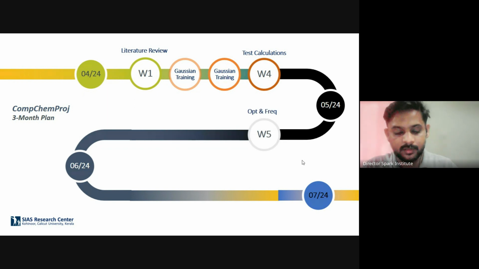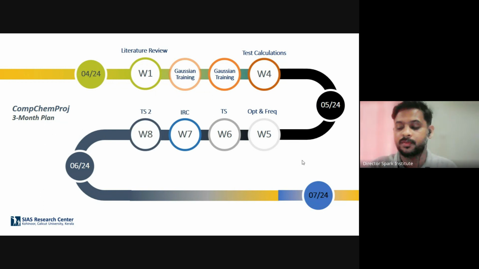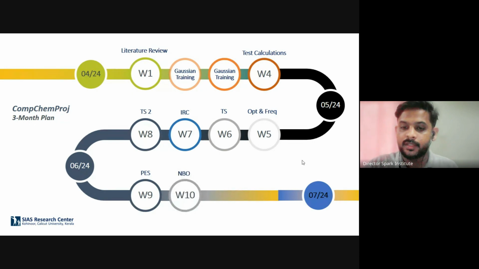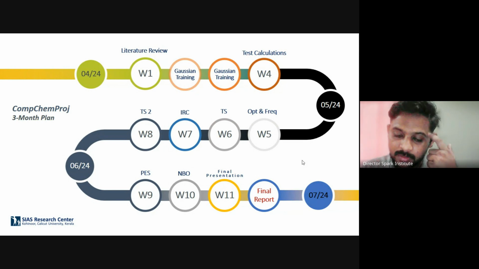From the second month onwards, or after the fourth week, we will get more into the major domains. We have to do different calculations: optimization, frequency calculation, transition state calculation, IRC, and again NBO and PES calculations. Then the last 2 weeks we are dedicating to the writing part. You have to give a final presentation, and the last week will be the final report submission. Each week, participants have to give an update on what they did. This is how we plan to finish this project.